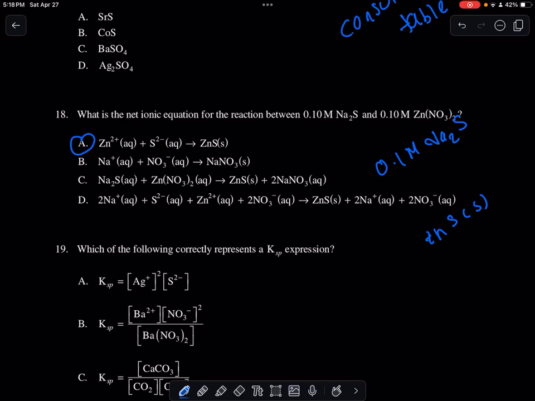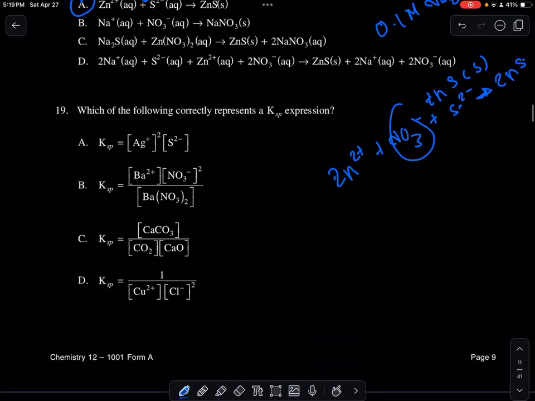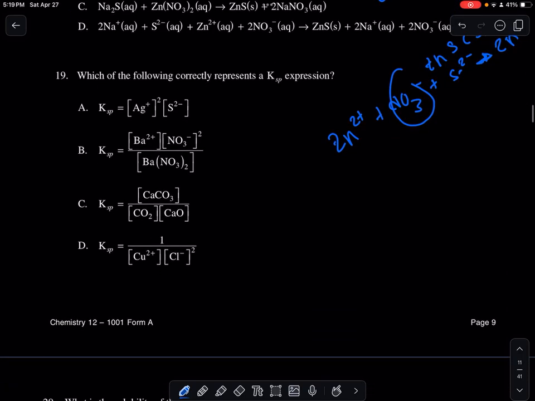And the reason it's A is because a net ionic equation only includes ions that are reacting, not any spectator ions. Spectator ions don't participate in reactions. So, for example, this would not be a net ionic equation: S2 minus goes to ZnS, because this is not participating. So the only things that are participating are this and this, the zinc and the sulfide ion, to make the solid zinc sulfide.